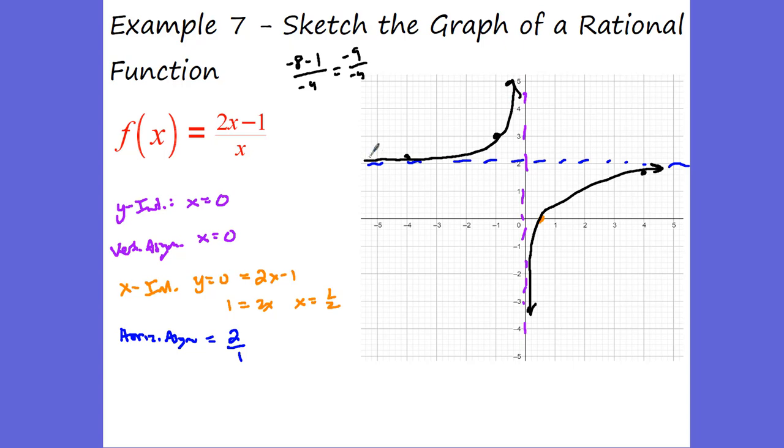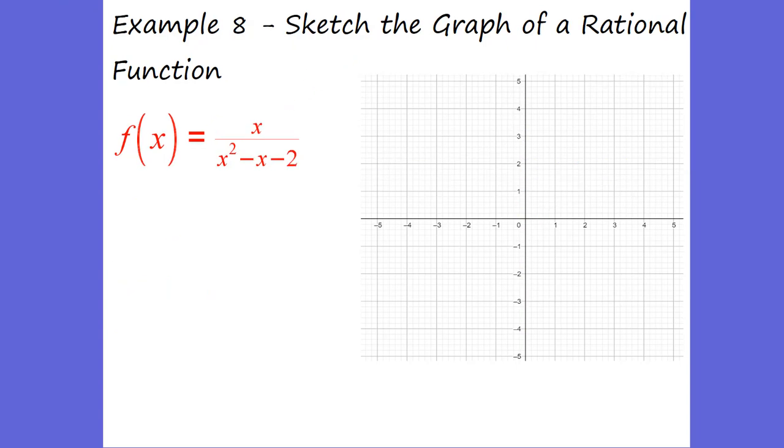Here's a good sketch of my graph. So you're trying to find the y-intercept, the x-intercept, vertical asymptote, horizontal asymptote, and a few extra points, and you can see my domain is from negative infinity all the way to 0, from 0 all the way to infinity for that sketch of that rational function.